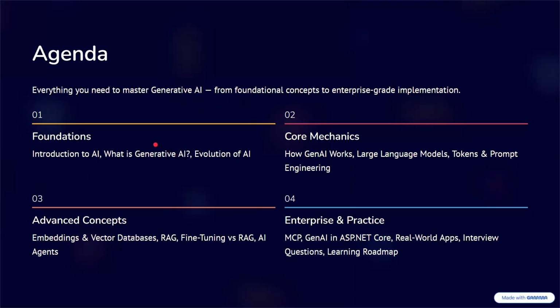We shall start with the basics of artificial intelligence, then what Gen AI actually is. After that, we shall explore how large language models work, what tokens and prompt engineering are, and why embedding and vector databases are important. We will also learn retrieval approaches like RAG and fine-tuning, AI agents, and enterprise level MCP and other things. So by the end of this video, you will have a solid understanding of modern AI development. So go to next.